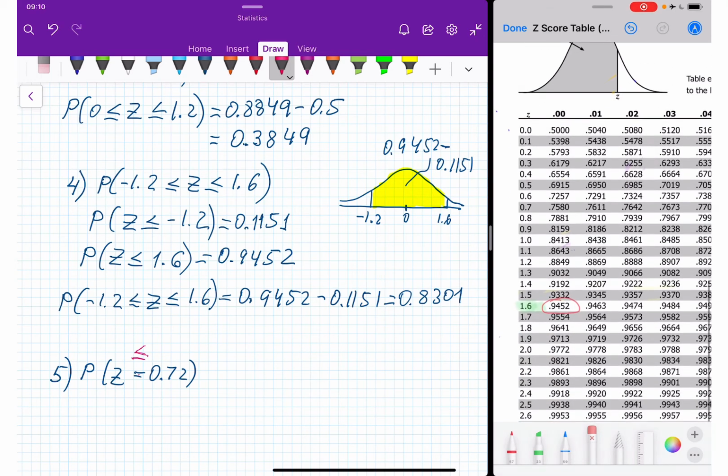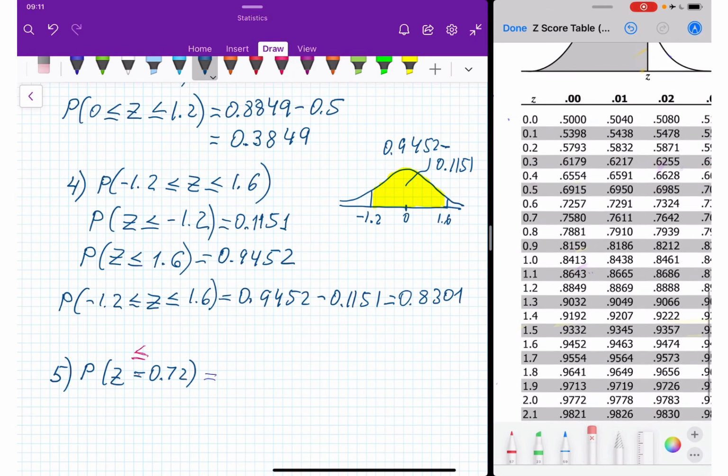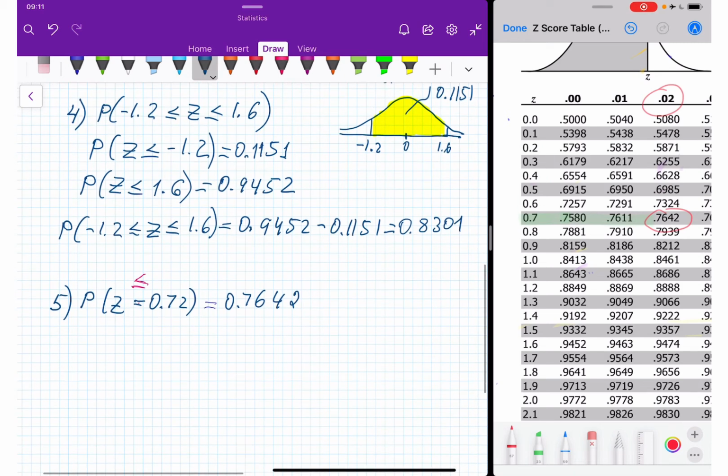All right, so we have 0.72. Where is 0.72? Here 0.7. And 2 is coming all the way to here. See? So we get 0.7642. Okay, question number 6.